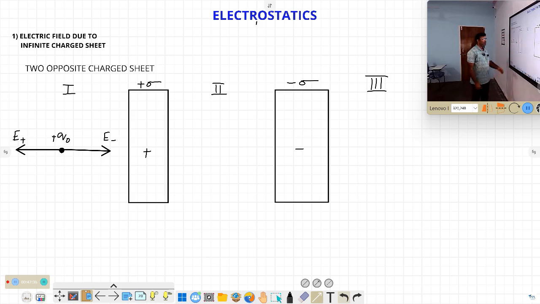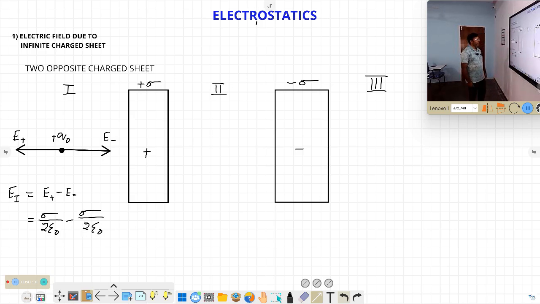Here, it is independent of the distance of that point. Electric field due to a charged sheet is independent of distance. That's why the electric field intensities are of similar magnitude but opposite in direction. So I can write the electric field intensity in this first region as E plus minus E minus. Both are in opposite directions. So what is E plus? That is sigma by 2 epsilon naught, minus the second one, also sigma by 2 epsilon naught.